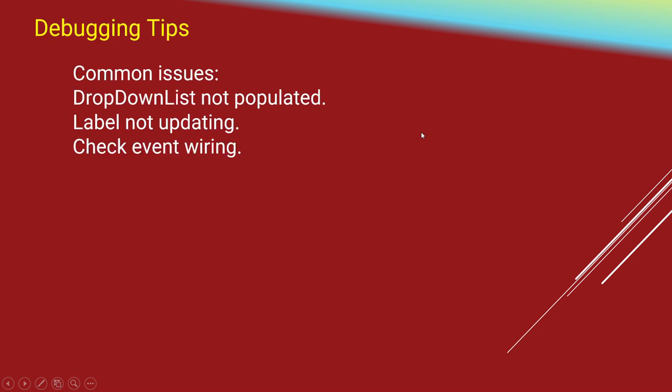If you encounter issues such as the drop-down list not being populated or the label not updating, there are a few troubleshooting steps to consider. First, ensure that the button1 click event is correctly linked to button1. Also, verify that you have added items to the drop-down list. Using breakpoints can help you determine if the code is executing as expected.